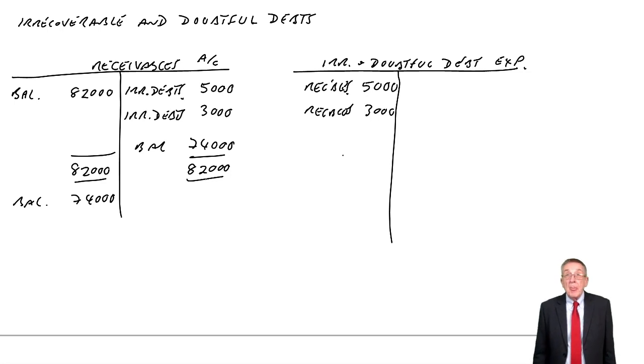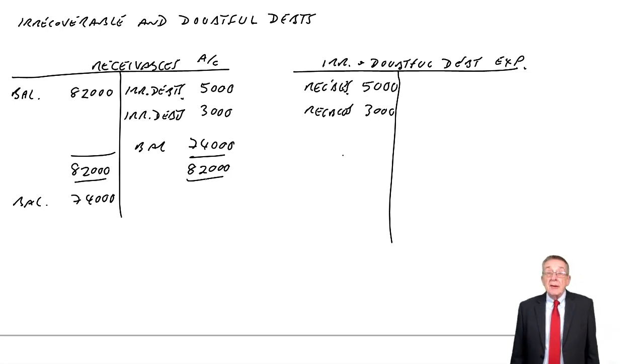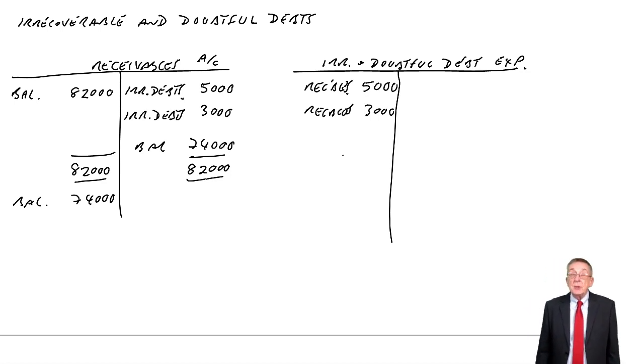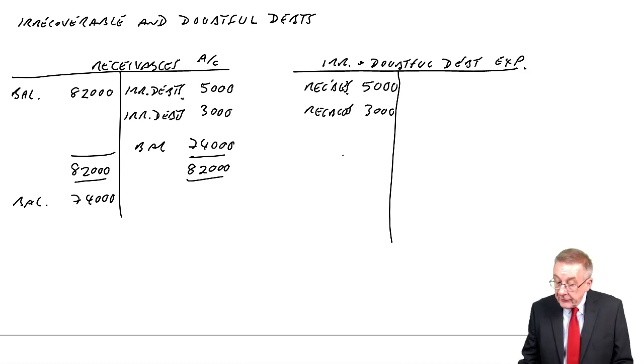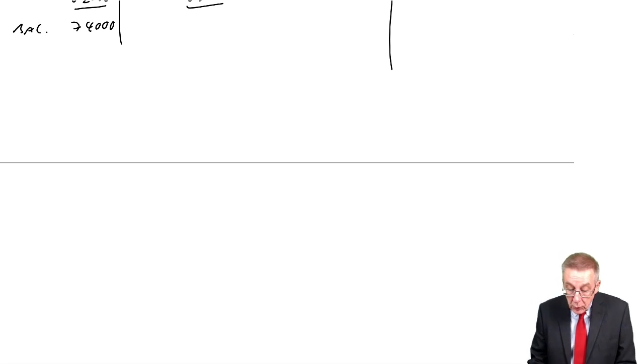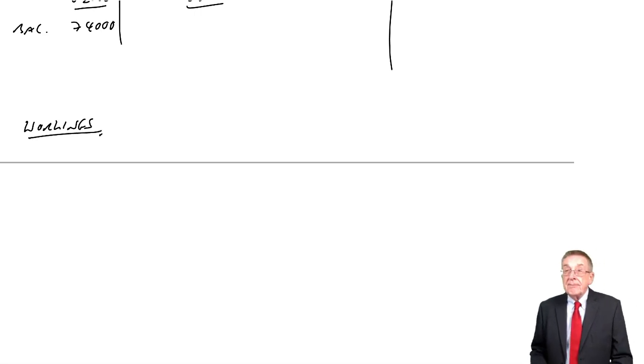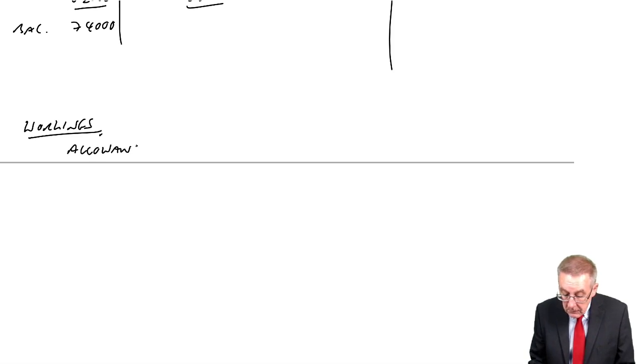But our next job is to look to see, have we any doubtful debts? Do we need an allowance for receivables? And here, first of all, we need to do some workings. We always need a little bit of workings for this. And to calculate the allowance that's needed, we look for two things.